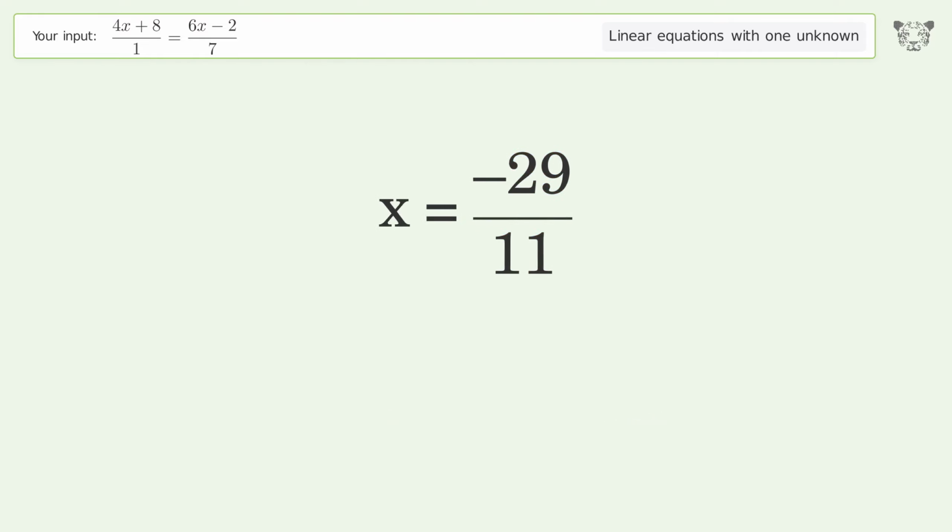And so the final result is x equals -29/11.